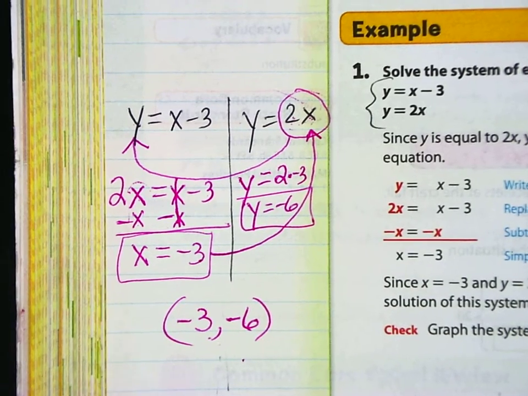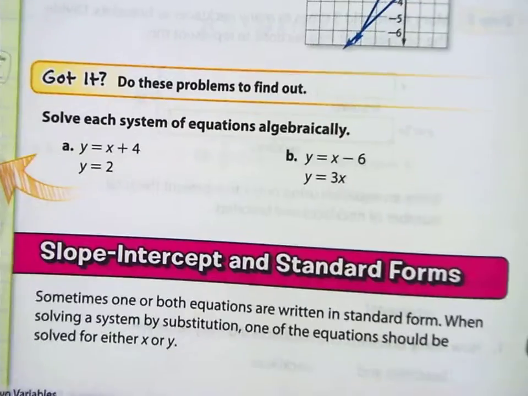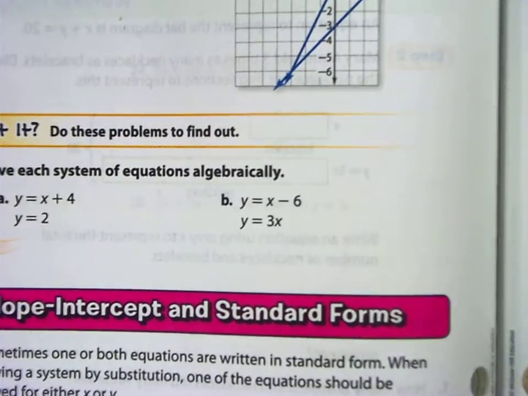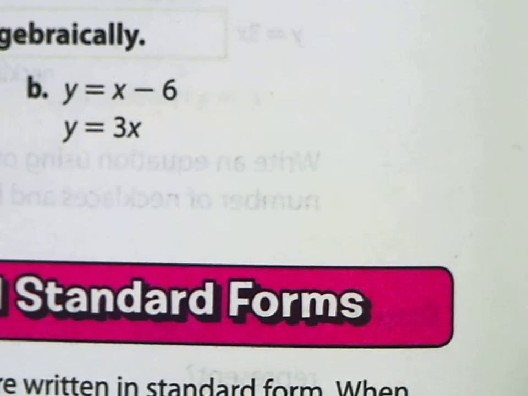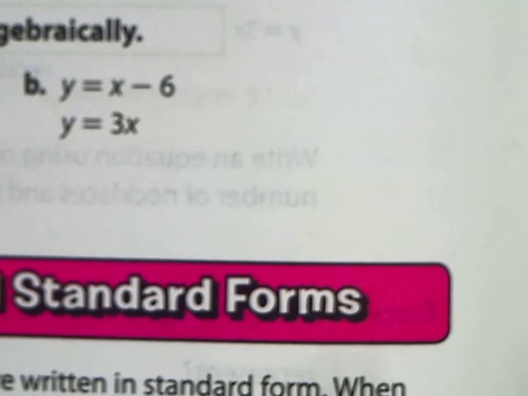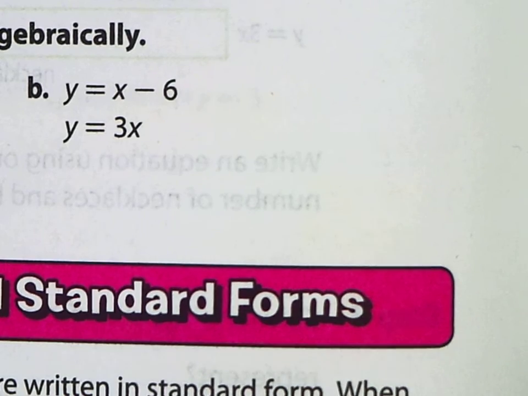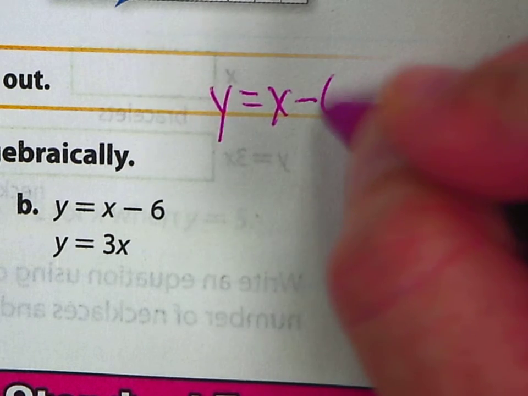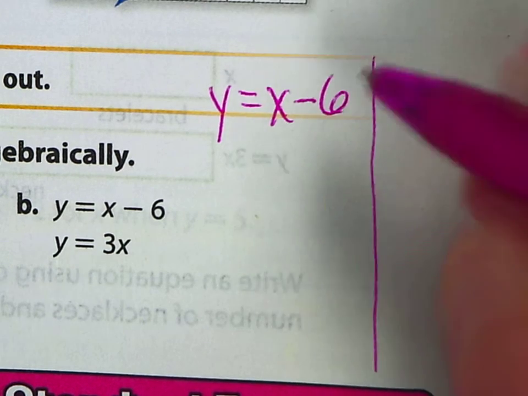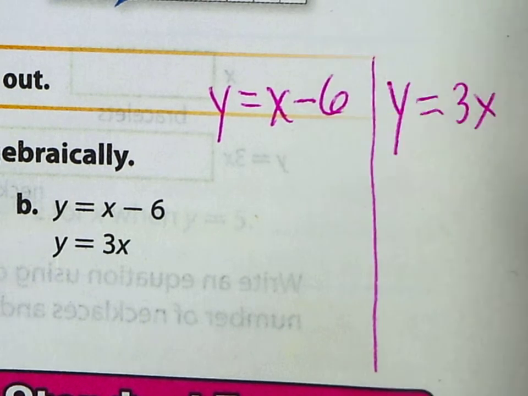Okay, let's try another one. So look at the got it problem B in your book. Do this got it problem with me in your book. Okay, so we're going to take this system and solve it algebraically again. So write your two equations side by side. So I'm going to write it right up here. y equals x minus 6. And then y equals 3x.